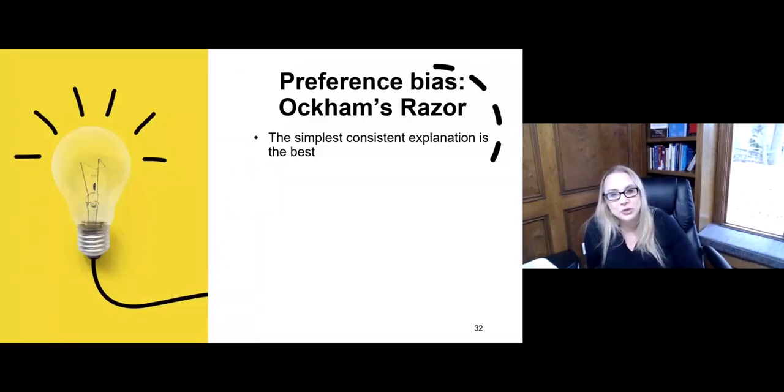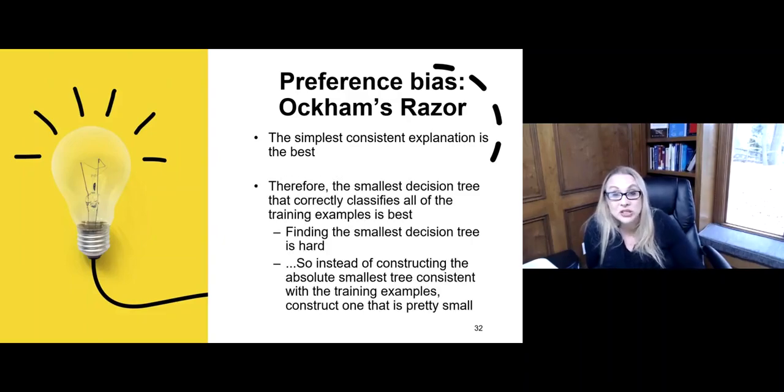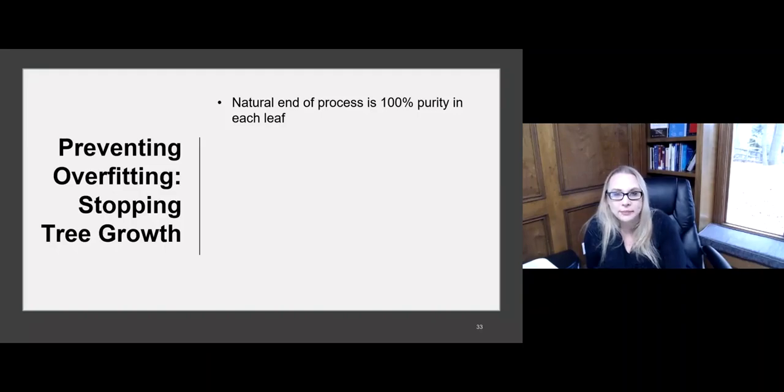So we end up in a situation with Occam's razor, which ultimately would state that the simplest consistent explanation is going to be the best explanation. Therefore, the smallest decision tree that correctly classifies all of the training data is going to be the best one. Finding the smallest decision tree is actually pretty hard. So instead of constructing the absolute smallest tree that's going to be consistent with the training examples, we want to construct one that's pretty small. So we will go through some steps to identify some rules as to how we go about identifying a pretty small tree. Maybe not the smallest tree, but one that'll suit our purposes.